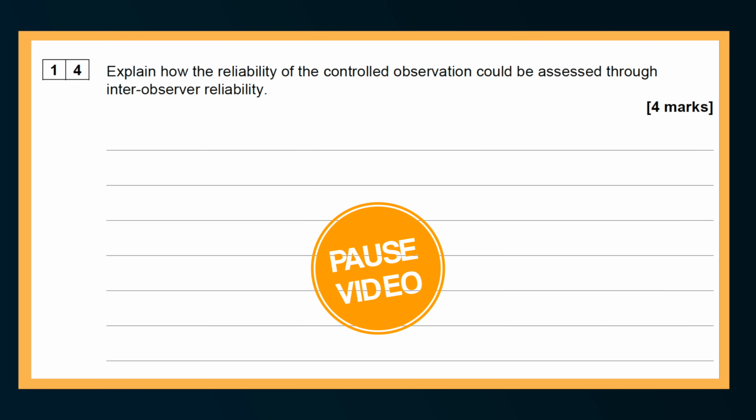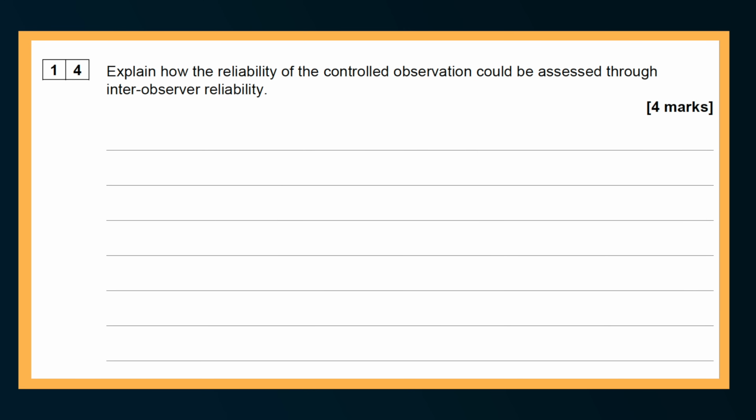Question 14. Explain how the reliability of the controlled observation could be assessed through inter-observer reliability. 4 marks. The command phrase is once again explain how, and as I said previously, when you see how questions, it's sometimes helpful to imagine yourself actually doing the study. So imagine that you wanted right now to observe the social behaviour of the 3-year-olds in the nursery room and check the inter-observer reliability of the observation. How would you do that, step by step?